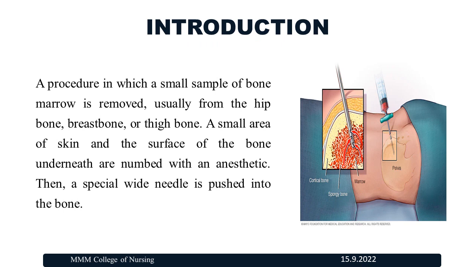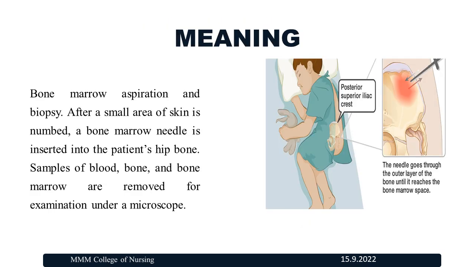In the procedure of bone marrow biopsy, a small sample of bone marrow is removed, usually from the hip bone, breastbone or thigh bone. A small area of skin and the surface of the bone underneath are numbed with an anesthetic. Then a special needle is pushed into the bone.